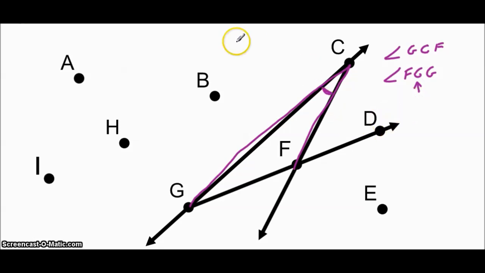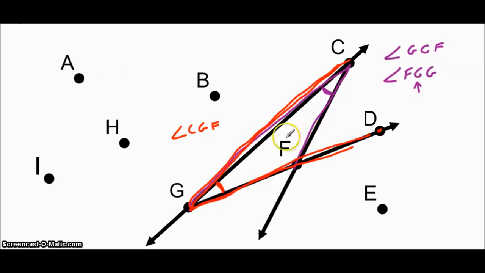What if I wanted to name this angle right here? Well, I could call it angle CGF if I wanted to. I could also call it CGD. Now I can use D because I'm just simply going from one side of the angle to the vertex to a point on the other side. So either F or D is fine. So angle CGD is also a fine way to name that red angle.